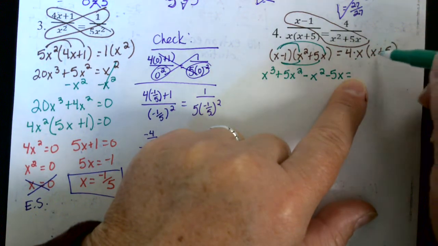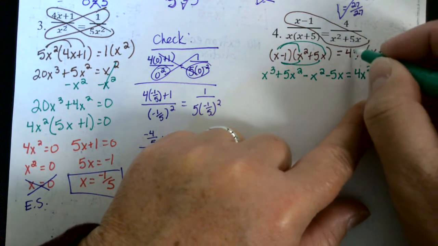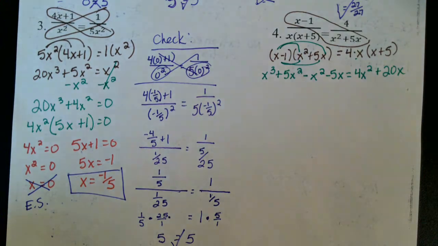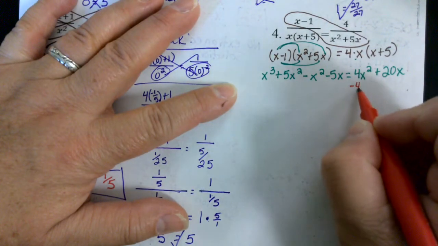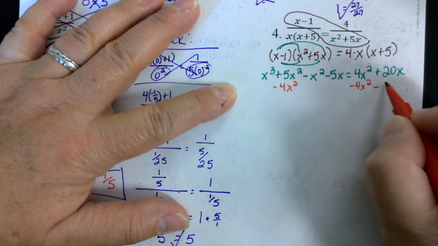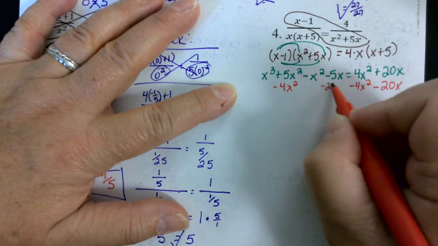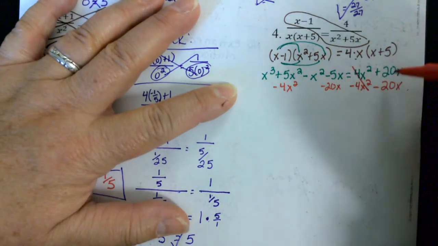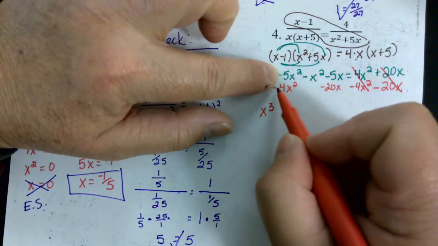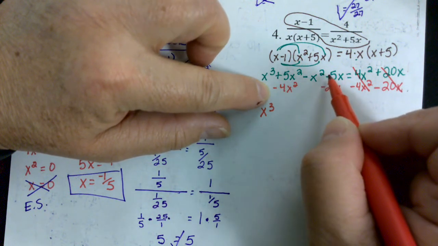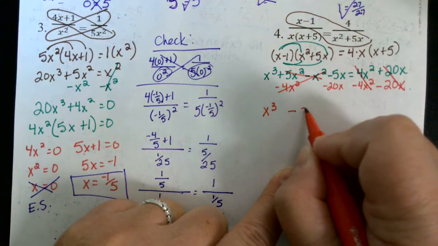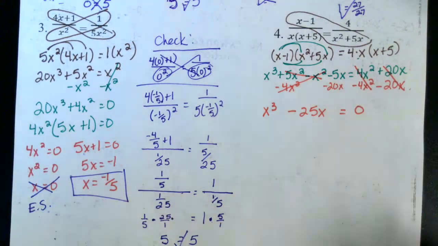And that equals 4x times x is 4x squared. And 4x times the 5 is 20x. So I'm going to minus the 4x squared over here. And I do need to put that together too. I'll subtract the 20x over here. And that will set it equal to 0. So I have x cubed. And then I have 5x squared minus 4. That's 1x squared minus x squared. That's going to actually all go away. And then this gives me a minus 25x equals 0.